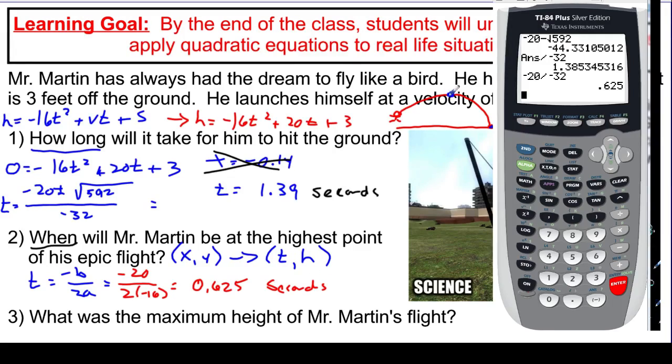Okay, so I'm traveling. It took me 0.625 seconds to get up here, and then I need to continue back down my path. I've answered the question. When am I going to be at my highest point? I'm going to be there at 0.625 seconds. So a little bit more than a half a second for me to get as high as I'm going to go on my path.